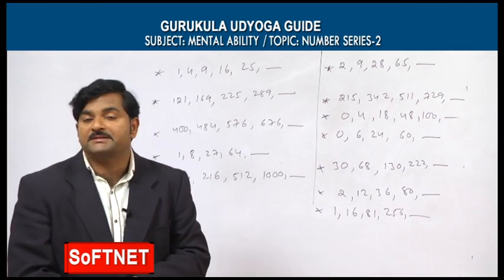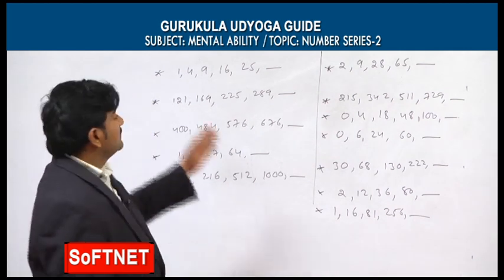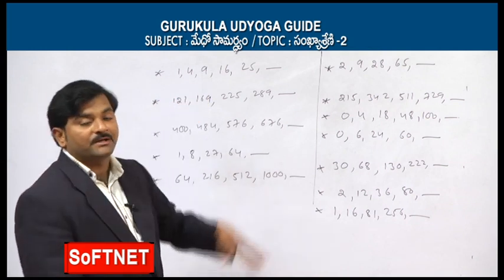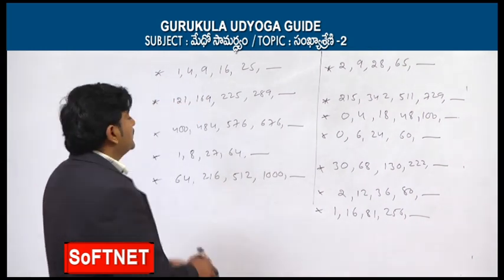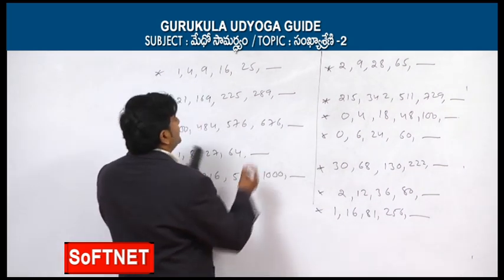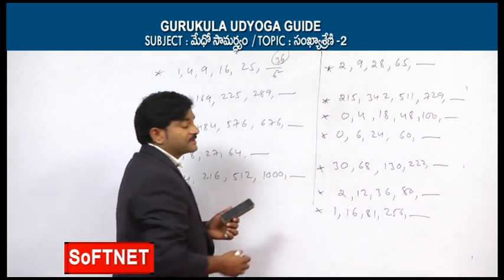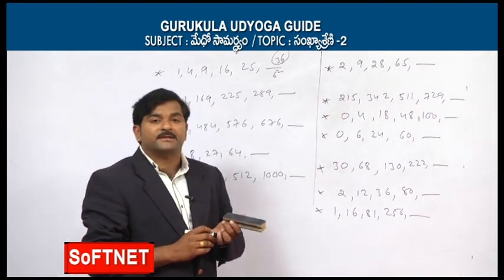We can say it is simply a square series, because 1 square, 2 square, 3 square, 4 square, 5 square. So what will we get next? Obviously 6 square. The value of 6 square, we already know, is 36. This is the example for a squares series.